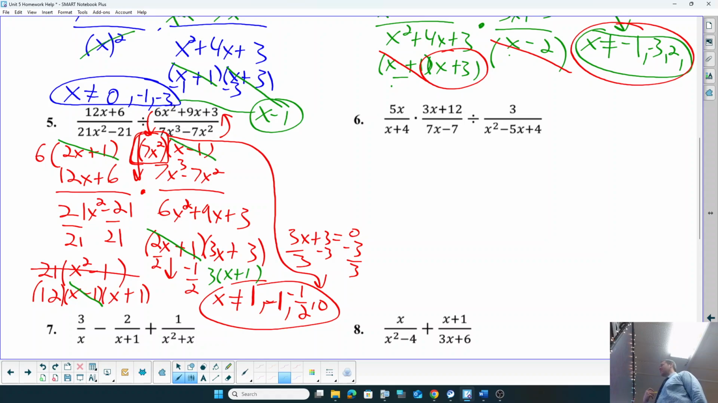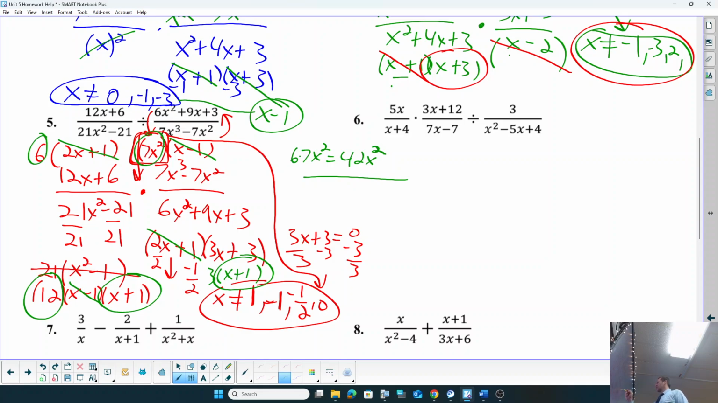Anything else? So we have a 6 times 7x squared. So that's going to be left in the top. So 6 times 7x squared is 42x squared in the top, all over. What's left in the bottom? We have a 12. We have an x plus 1. We have another x plus 1.